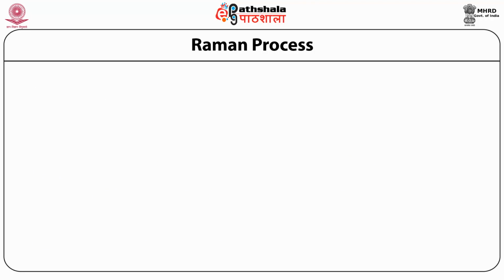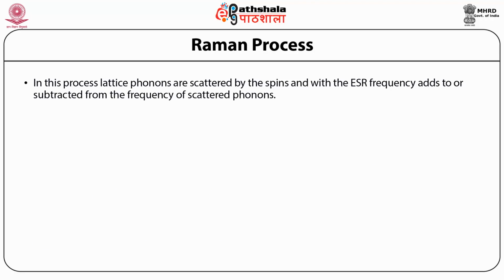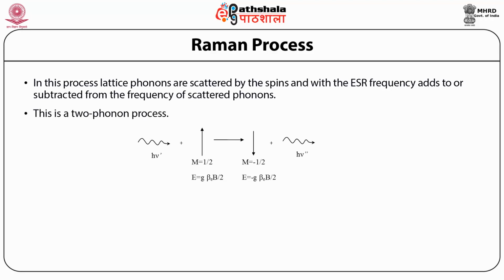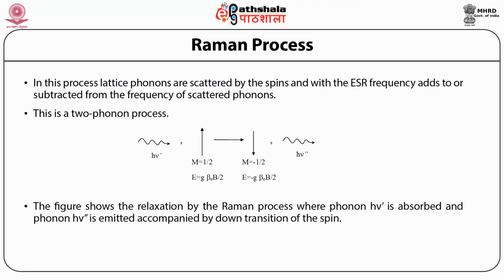Raman process. In this process, lattice phonons are scattered by the spins, and the ESR frequency adds to or subtracts from the frequency of the scattered phonons. This is a two-photon process. The figure shows the relaxation by the Raman process, where phonon hν' is absorbed and phonon hν'' is emitted, accompanied by a down transition of the spin.